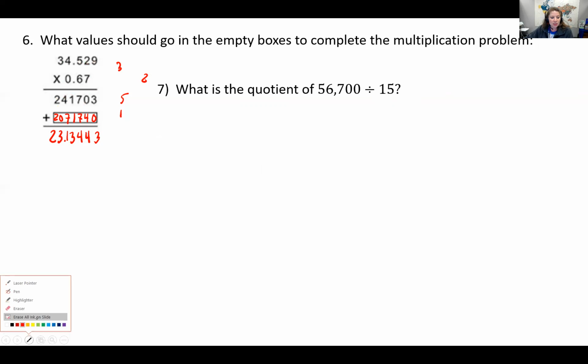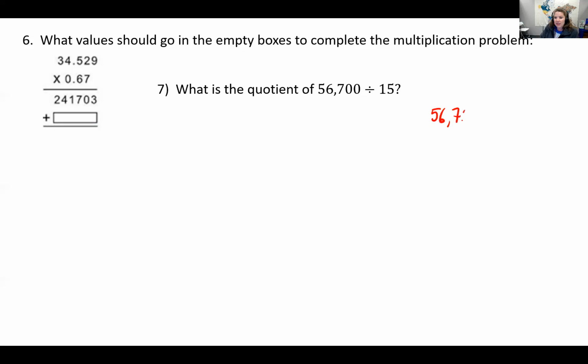All right, what is the quotient of, let's see, 56,700 divided by 15? So 15 times 1 is 15, times 2 is 30, times 3 is 45. Got a remainder of 11. All right, what if I used an 8? I'm going to use an 8, or a 9. No, I think an 8, maybe a 7. 8 times 5 is 40, carry the 4, 8, 9, 10, 11, 12. Uh-oh, I should have used a 7. My 8 was too big.